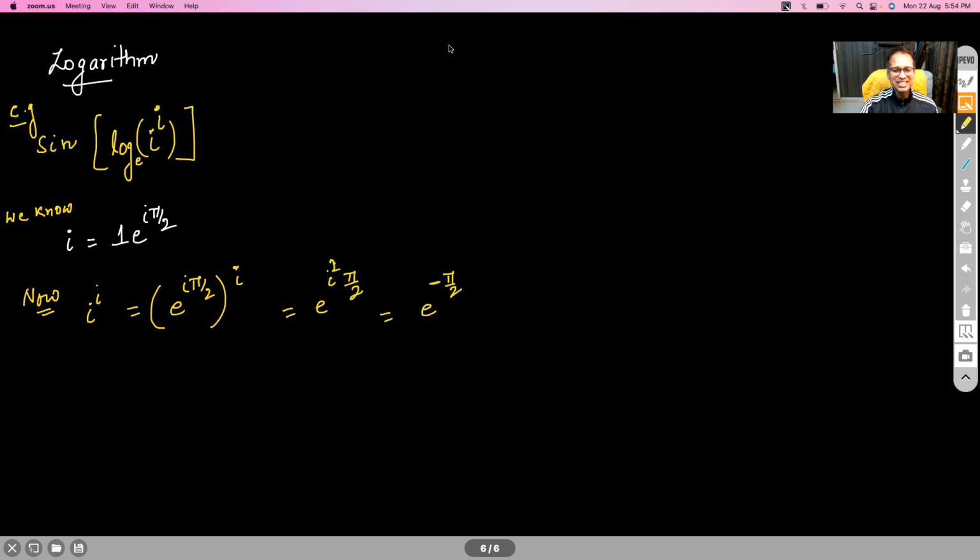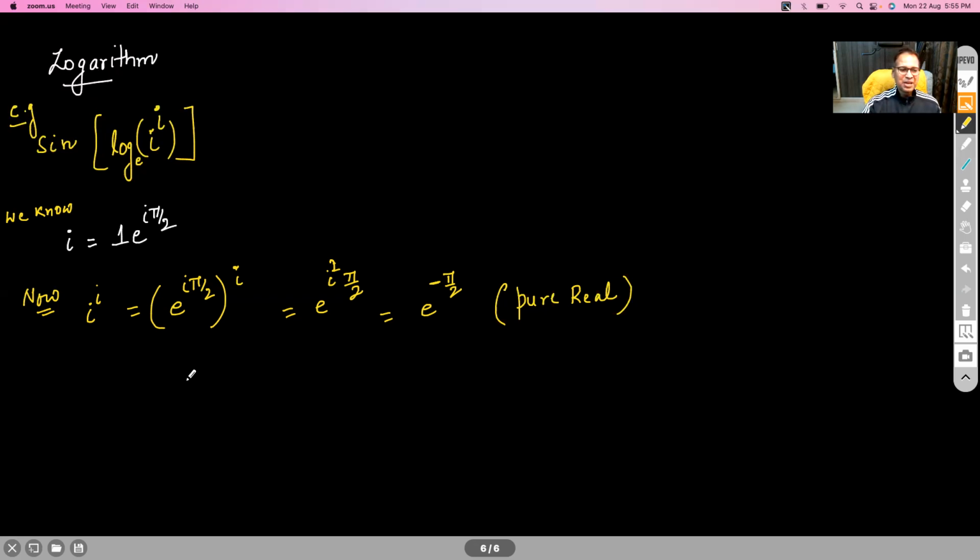Now here is a surprising element. Many of you would be surprised that i to the power i is actually a purely real number. Many people are taken aback by this information. Oh, i to the power i, I thought it would be terribly imaginary. But no, i to the power i is actually a purely real number, and its value is e to the power negative pi by 2.